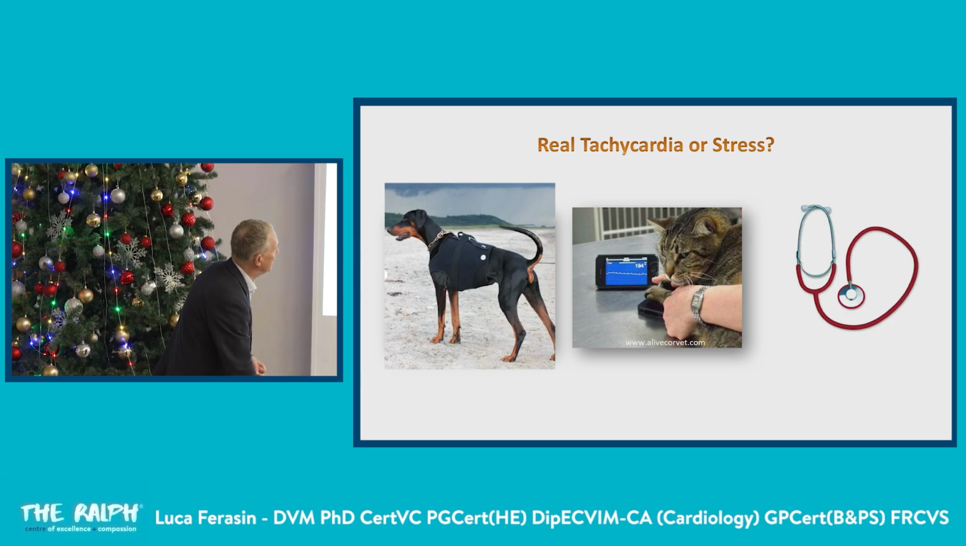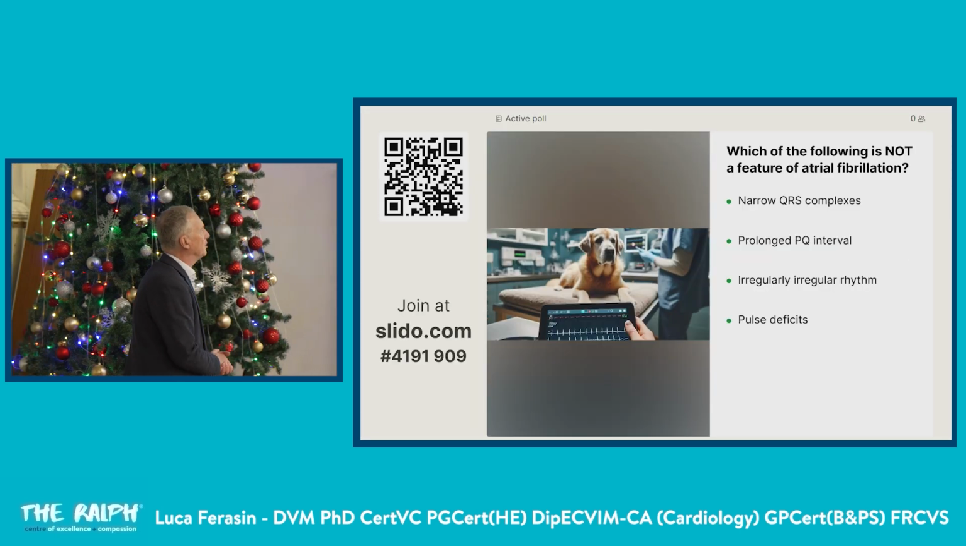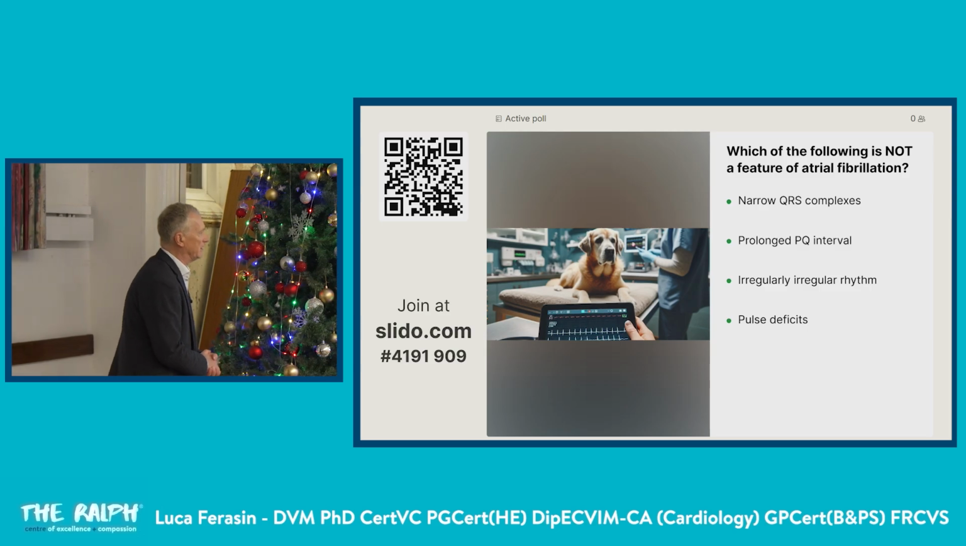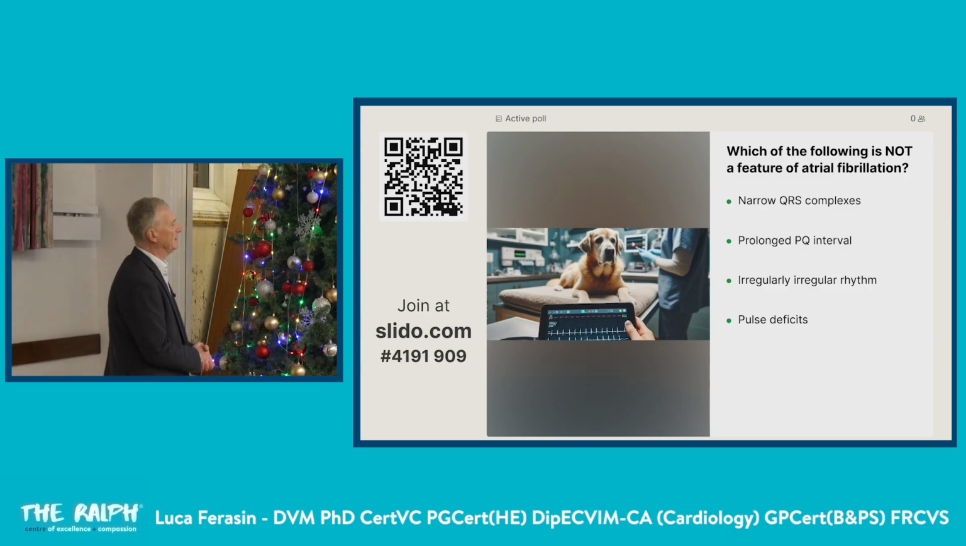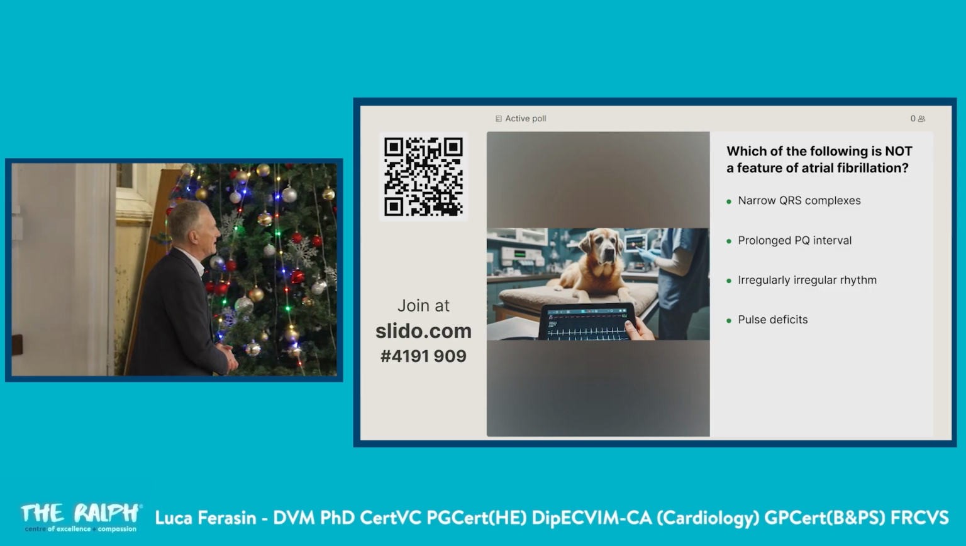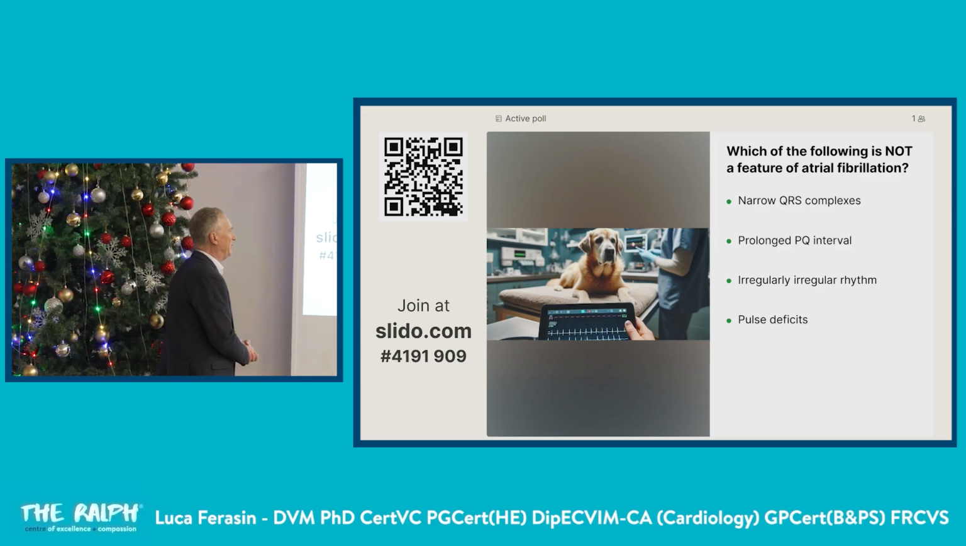Now we're going to move to the irregular rhythms, but before I would like to know which of the following is not a feature of atrial fibrillation. In other words, they're all features of atrial fibrillation except one. Narrow QRS complex, prolonged PQ interval, irregular heart rhythm, and pulse deficits.